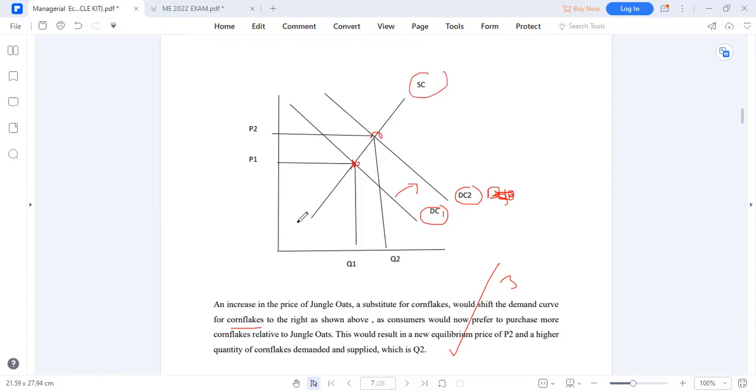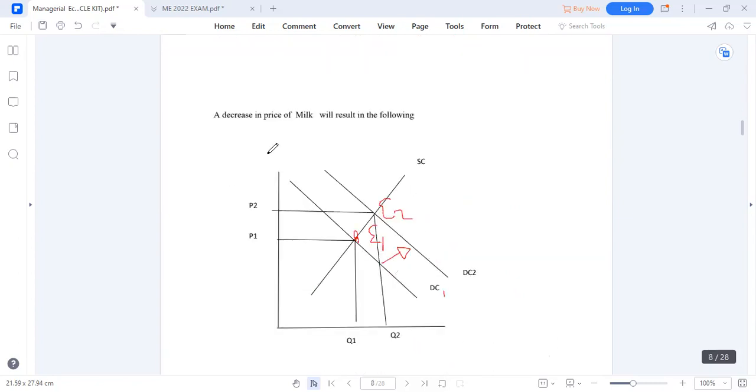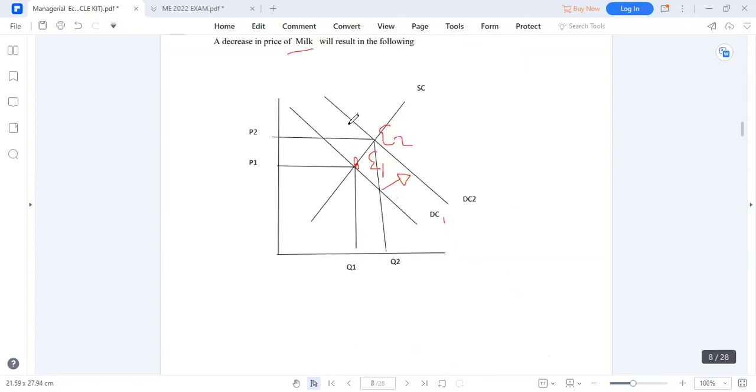So the first two do not affect the supply for cornflakes. Supply for cornflakes is the same, except that here Django oats also become expensive. So the demand for cornflakes will increase from D1 to D2, because of the substitution effect. In this case, the milk has become cheap. So the supply is still the same, but you're going to demand more cornflakes from D1 to D2, because they are complements, they move hand in hand. So you'll be buying more to complement it.